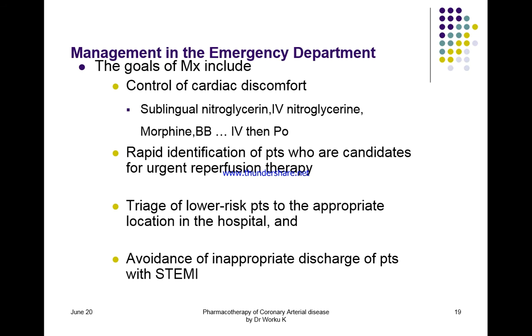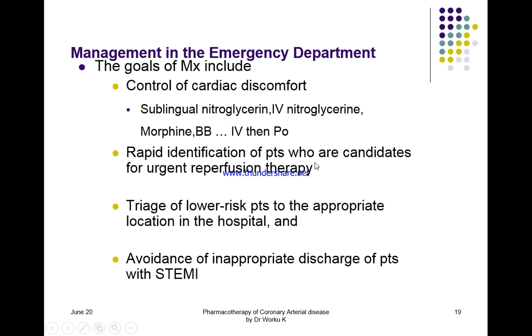So it's an emergency. ST elevated myocardial infarction or any acute coronary syndrome is an emergency condition. The goal of management is to control cardiac discomfort by giving nitroglycerin, preferably sublingual or IV nitroglycerin, which is a vasodilator, morphine for pain relief, and beta blockers to decrease what? Demand, to decrease myocardial oxygen demand, preferably by IV, then can be changed to PO.